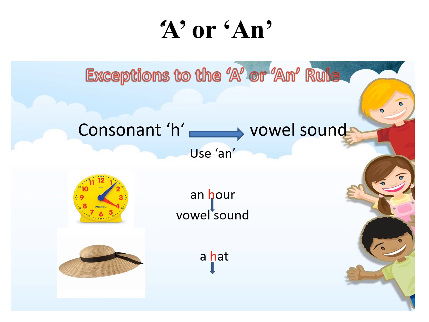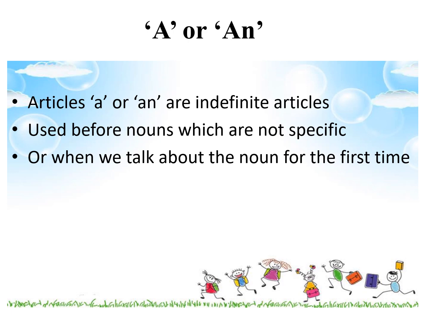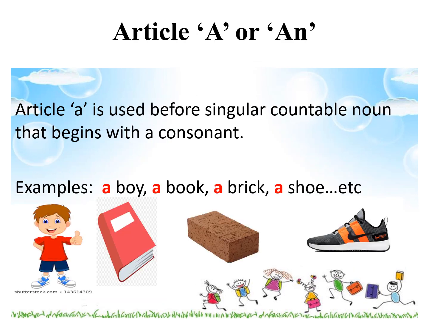The word hat starts with the letter H and has consonant sound H, so we put article A before hat. Articles A or An are indefinite articles. They are used before nouns which are not specific, or when we talk about the noun for the first time, we use article A or An.